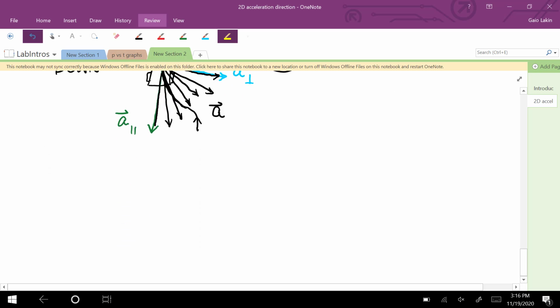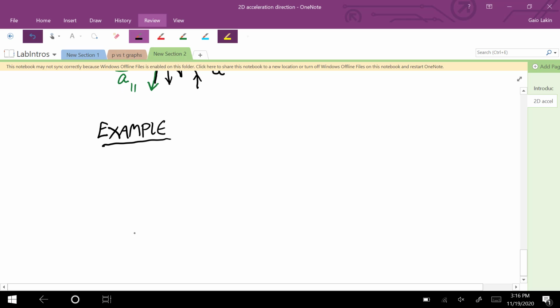Let me do another example where we have an object that's in projectile motion. So let's say that we have an object that's thrown and it follows a path like this. Okay. What can we say about the acceleration of this object? Let's say first when it's over here in its flight, and then second when it's over here in its flight.